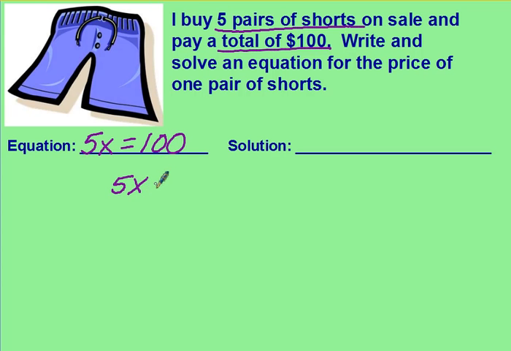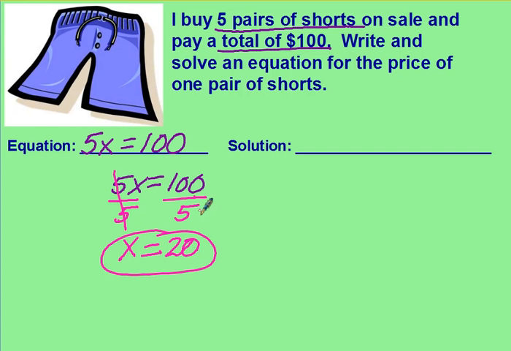5X equals 100. So X is your variable. It's being multiplied by 5. The opposite of multiplying by 5 is dividing by 5. What you do to one side, you want to do to the other. This is your division bar. Divide by 5, divide by 5. 5 divided by 5 gives you 1, leaving you only with X on this side. Make sure you cancel. X equals 100 divided by 5, which is 20. So what is the price of 1 pair of shorts? $20.